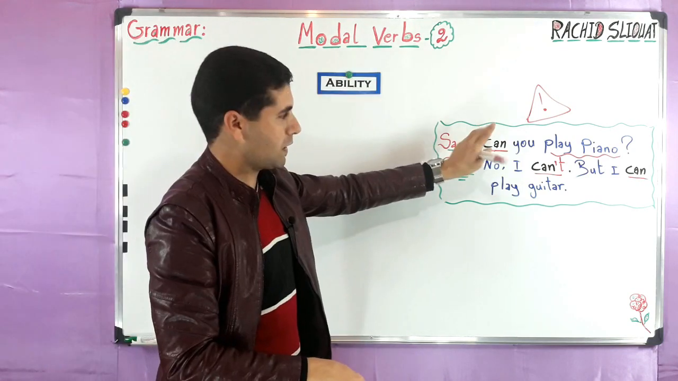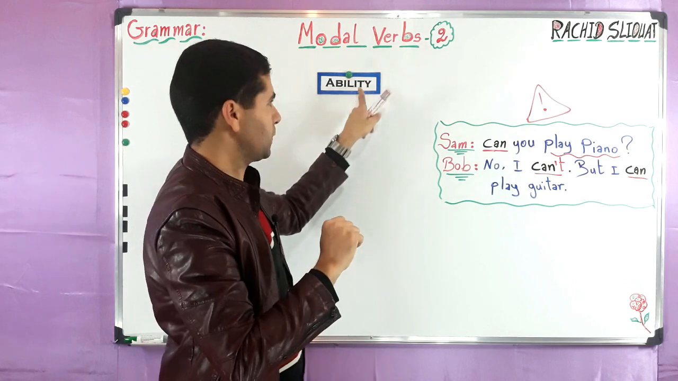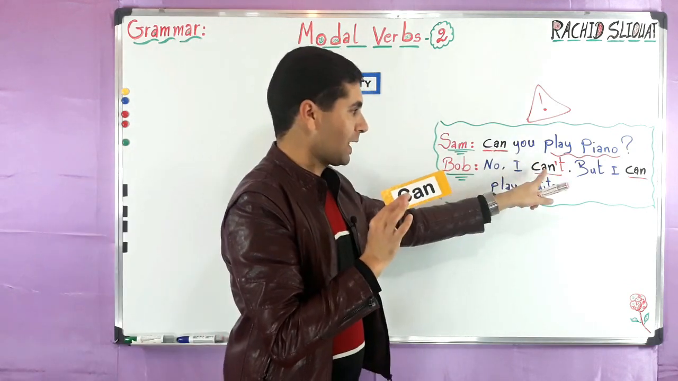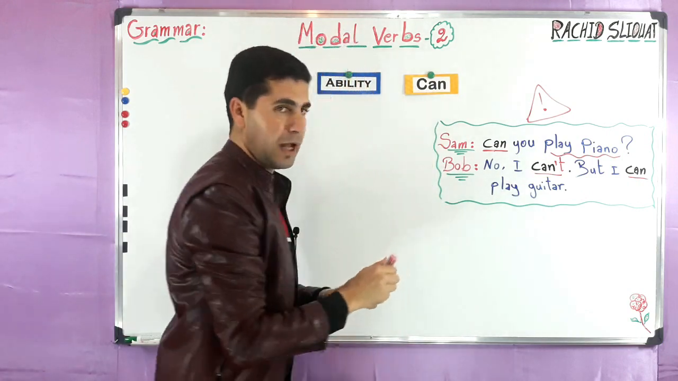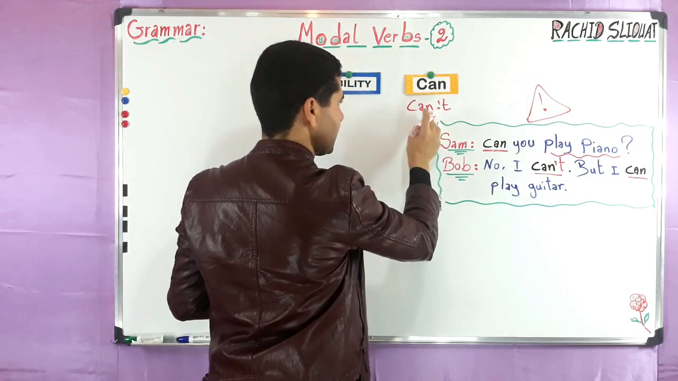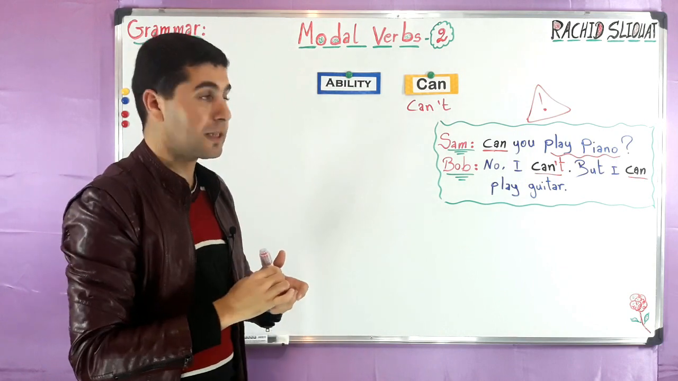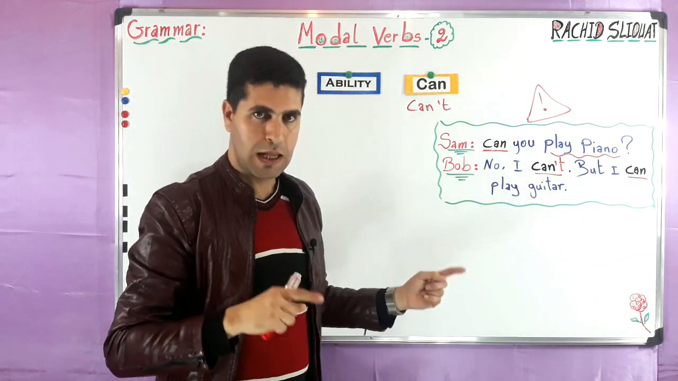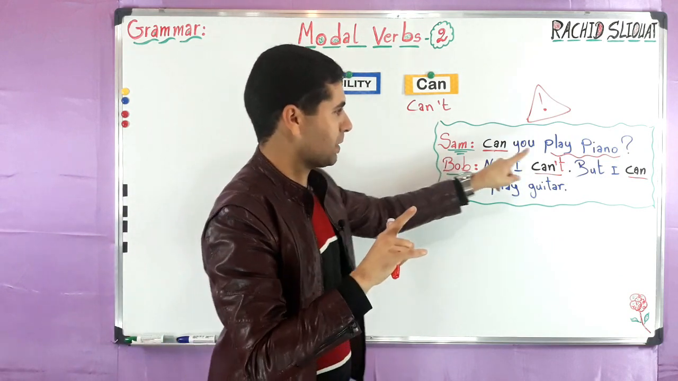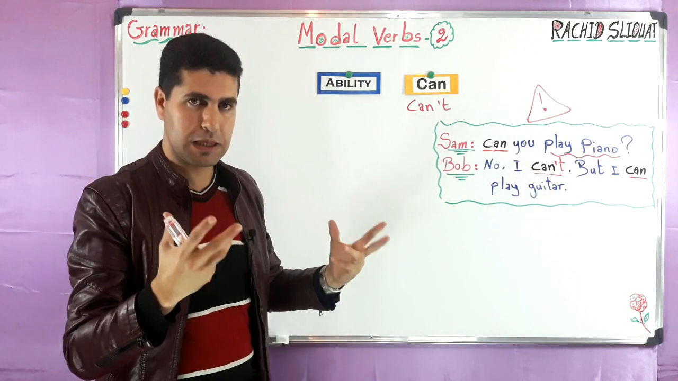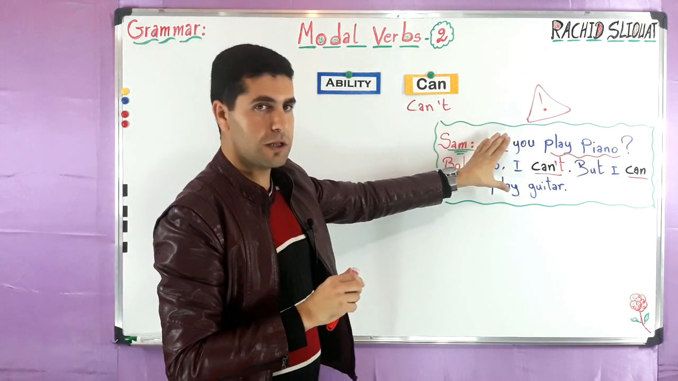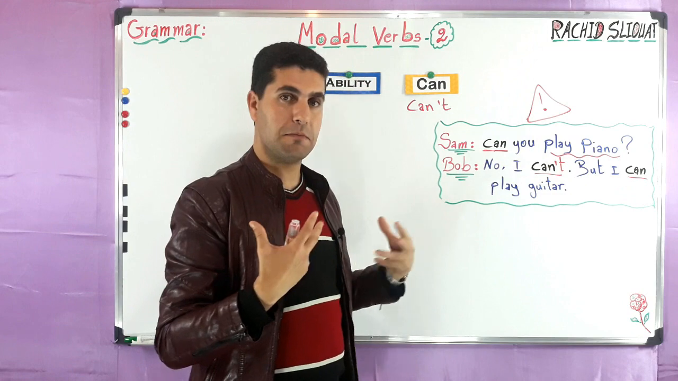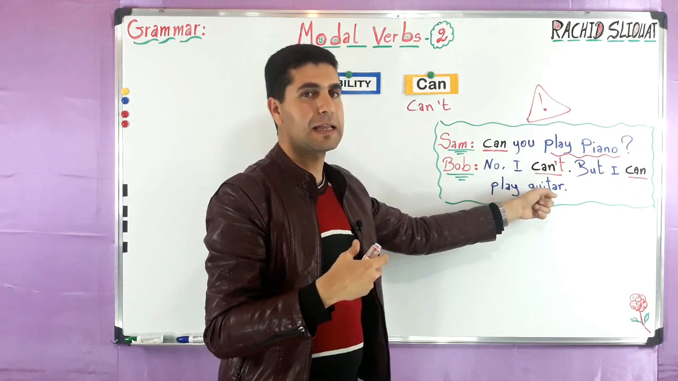All right, so as you can see, the modal verb we use for ability is can or can't. Can't is for negative. Bob can play guitar, but he can't play piano. So this has to do with ability: the ability of playing piano and the ability of playing guitar, okay?